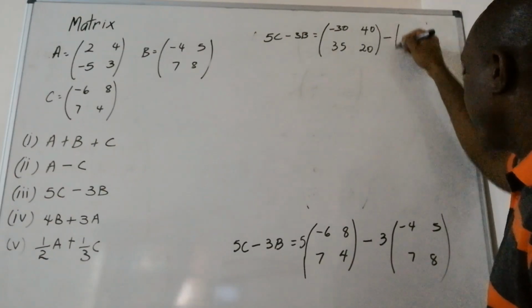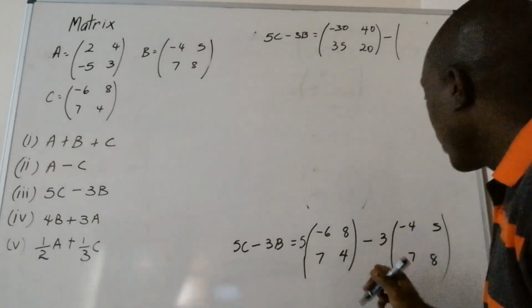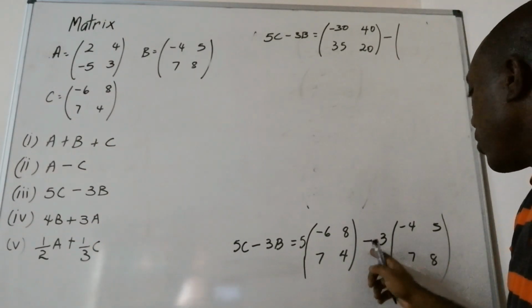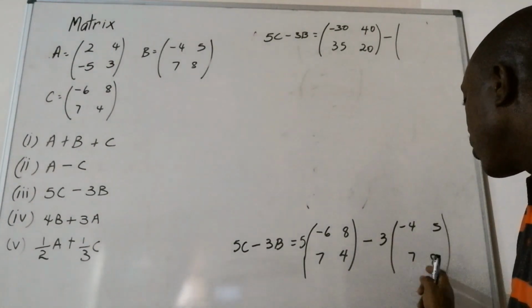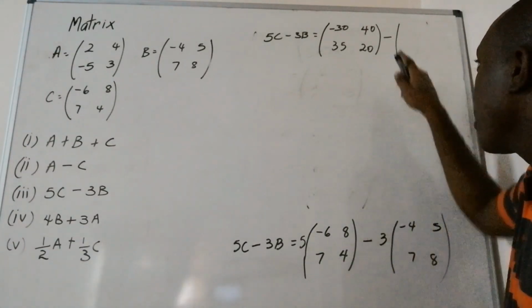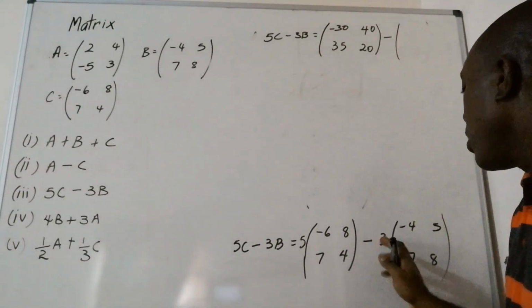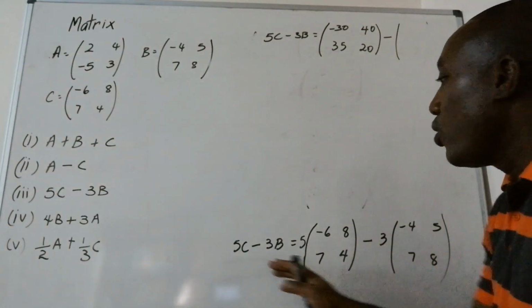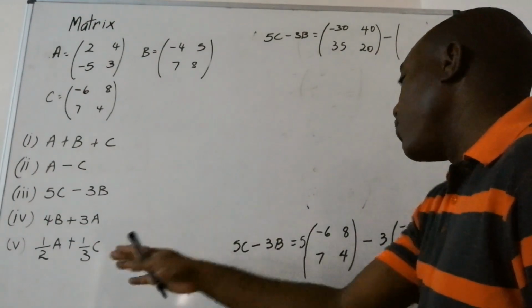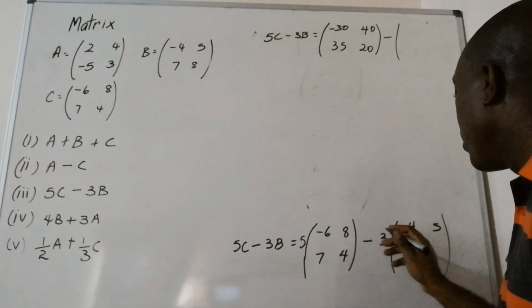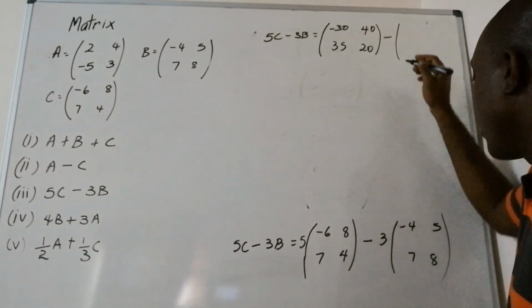Take 3 times, now we won't multiply by the negative 3 yet. If we multiply by negative 3 for each one, then we just have to add the two. But since we're leaving the subtraction, we'll just multiply by 3. So you can do this separately. Find 5C, find 3B, then subtract.